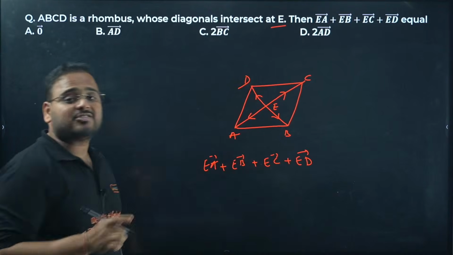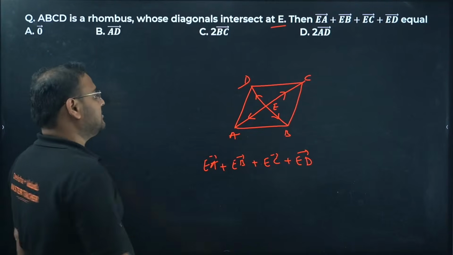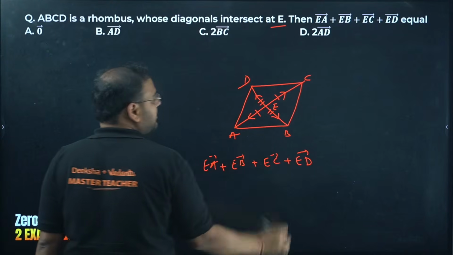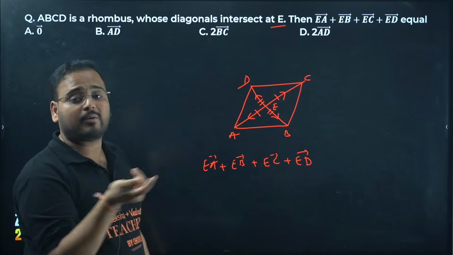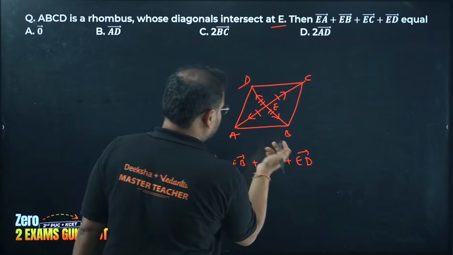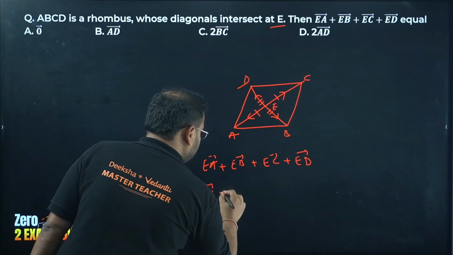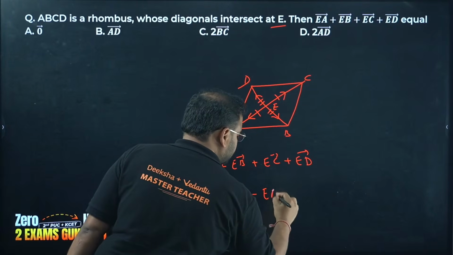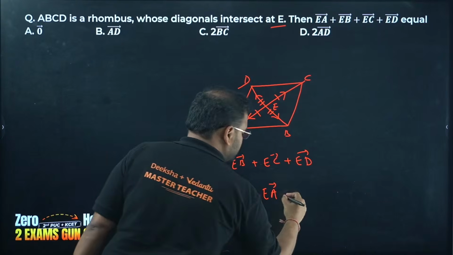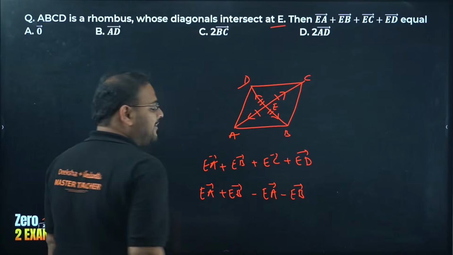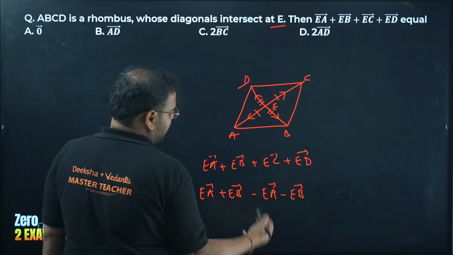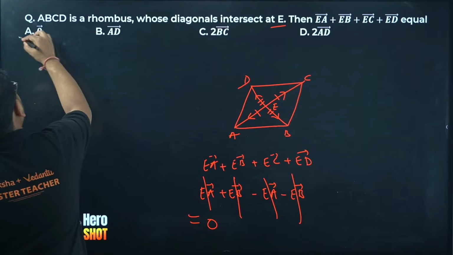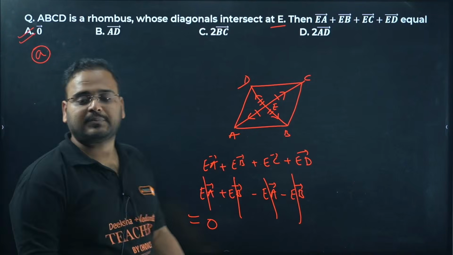We know that the diagonals of a rhombus or parallelogram bisect each other. It means EA is equal to EC in magnitude, and ED is equal to EB. In magnitude they're equal, but in direction they're opposite. So if I write EA and EB as they are, EC will be opposite of EA, so minus EA. In the same way ED will be opposite of EB, so minus EB. They are unlike vectors of equal magnitude. EB cancels, EA cancels. What is the answer? 0. So the answer is option A.